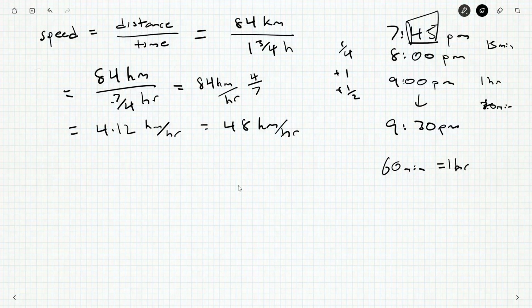Does this mentally make sense? After a single hour, he's gone 48 kilometers, which is a little over half of his journey. Exactly half would be if he did 96 kilometers. So he's a little more than half, and that's what we would expect, because it took him a little less than 2 hours to do this. But there's our answer, 48 kilometers per hour.